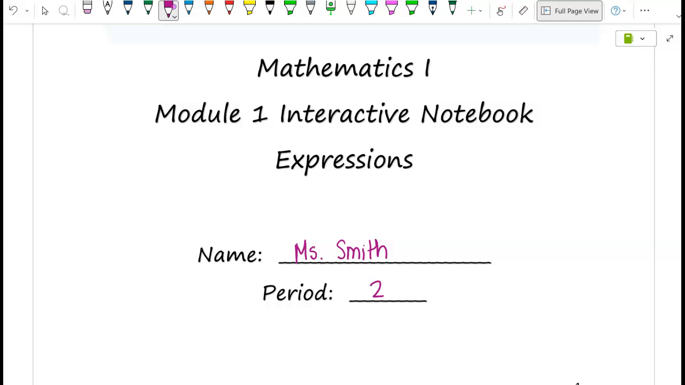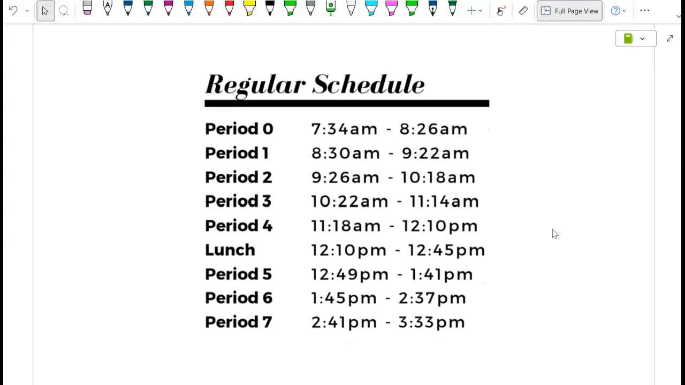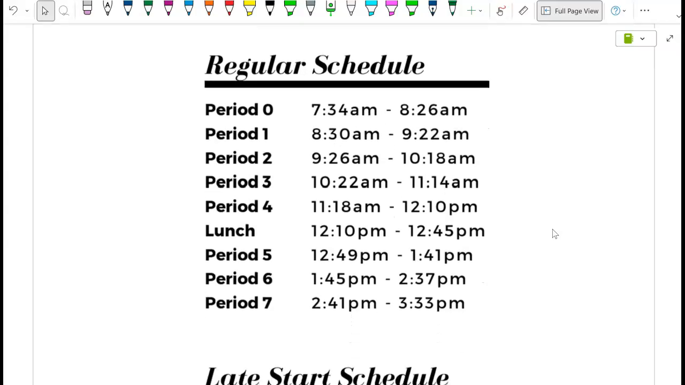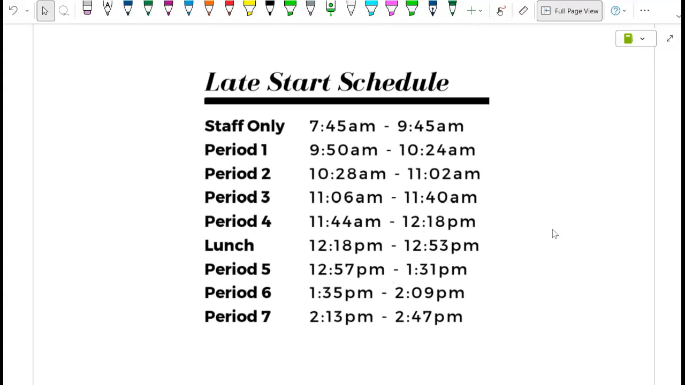If you open up the notebook on the back side of that first page, I have put 2 bell schedules. They're the 2 most used bell schedules. The first one being our regular bell schedule, which we are on today. And the second one being our late start bell schedule, which is the one we were on yesterday. I always just throw those in there so it's another place that you can look.